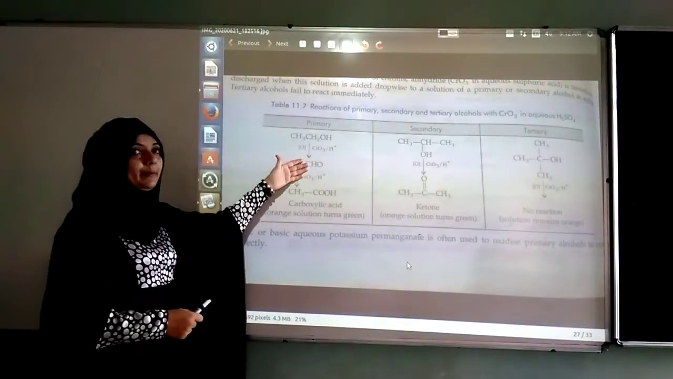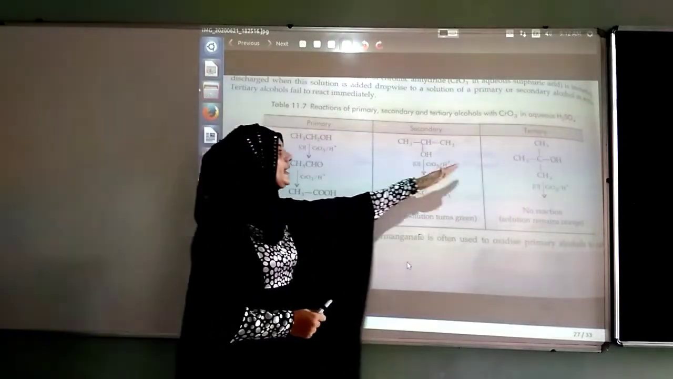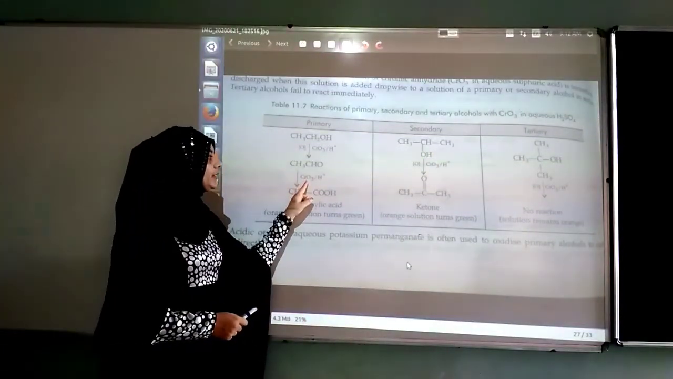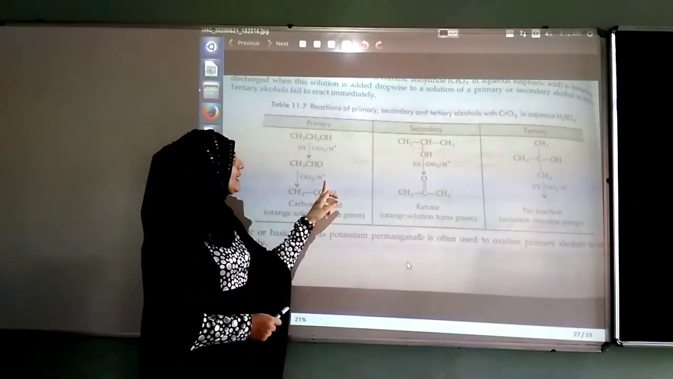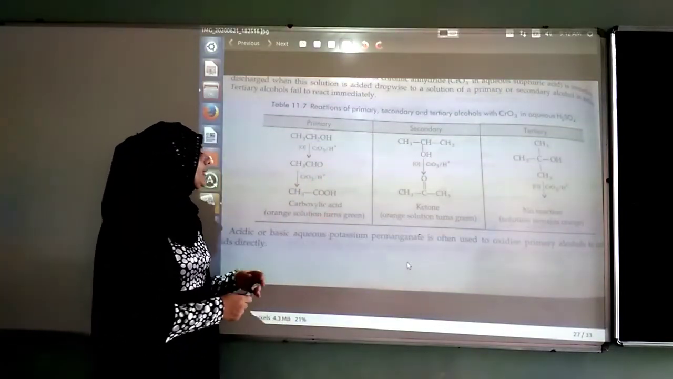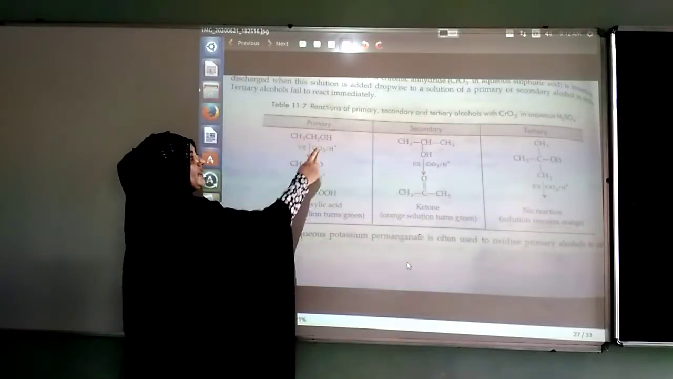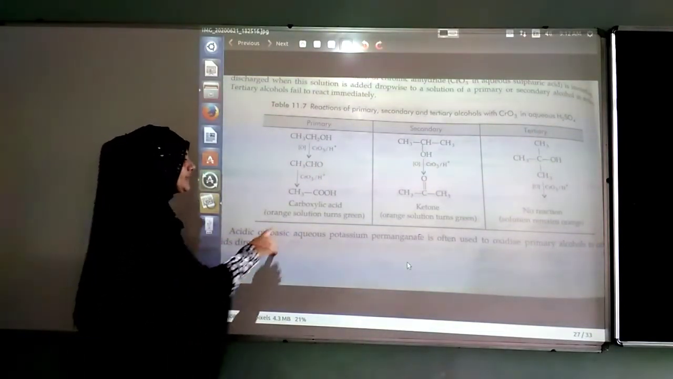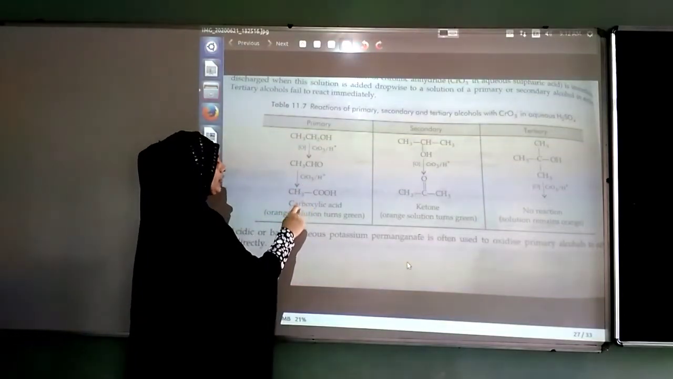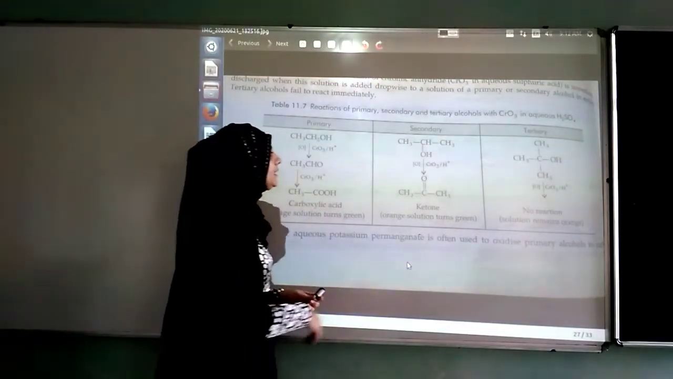Okay, here some examples are given. Primary, secondary and tertiary. When they are treated with the chromium acid, chromium oxides. Chromium oxide in the presence of the acid. You are having the respective compounds. For example, ethanol is giving you ethanaldehyde, ethyl aldehyde also you can say. And further, on the oxidation giving you carboxylic acid.